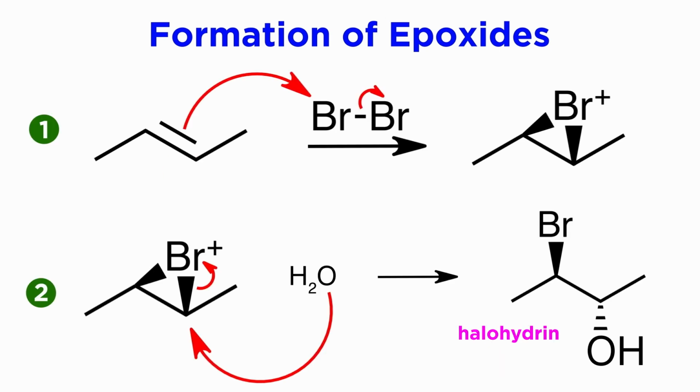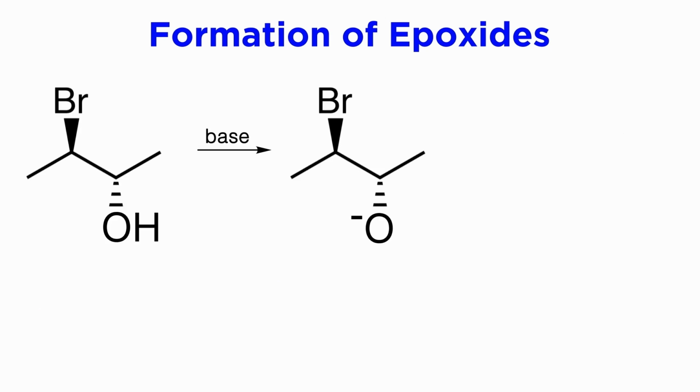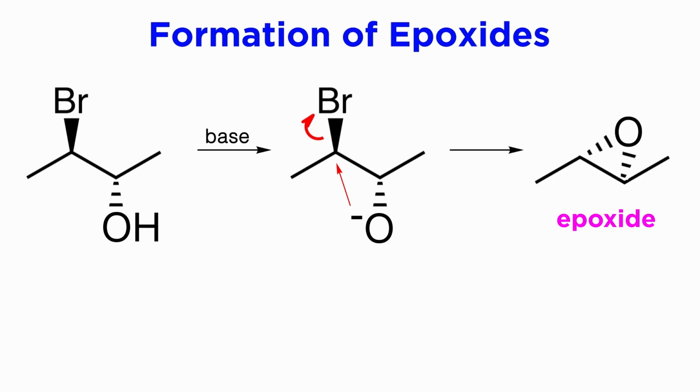Another way to get an epoxide is to form a halohydrin, which means a hydroxyl and a halogen on adjacent carbons. This can form when performing halogenation in the presence of water, as water can attack the intermediate instead of the halide ion to produce the halohydrin. Then base can be used to deprotonate the hydroxyl, and the resulting oxyanion can attack the carbon that bears the halogen in SN2 fashion, since the stereochemistry allows for the backside attack, and the halogen is kicked off, yielding the epoxide.